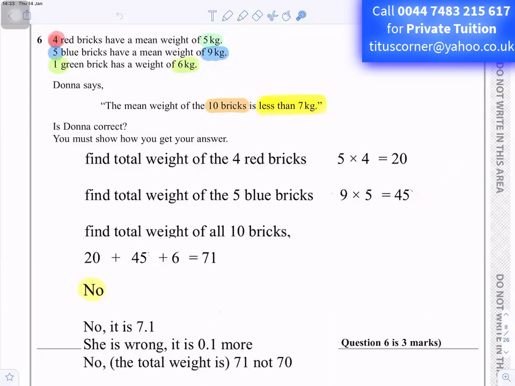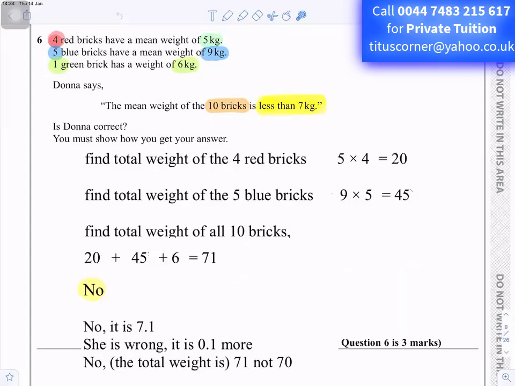Now, we want the total weight of all the bricks. So we want to add the red plus the blue plus the green. So the red is 20, the blue is 45, and the green is 6. So 20 plus 45 plus 6. That gives the total weight of all 10 bricks as 71. And if you find the mean, 71 divided by 10 is 7.1. So the mean would be 7.1.